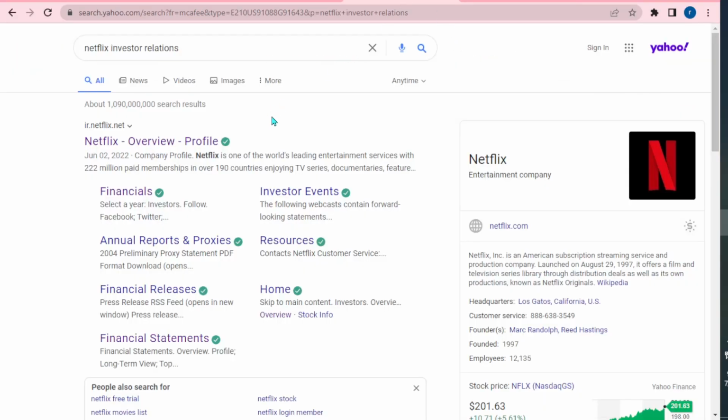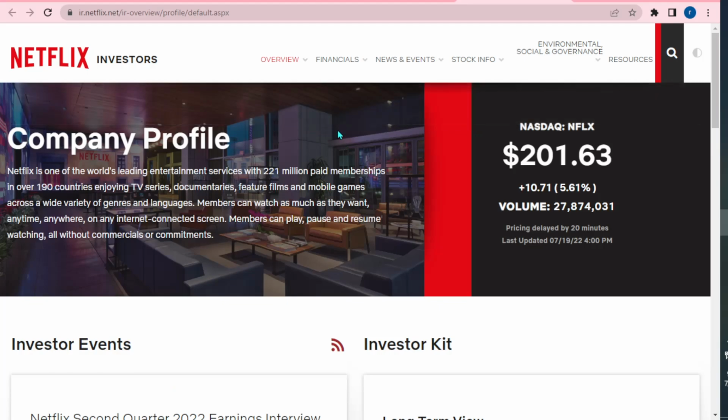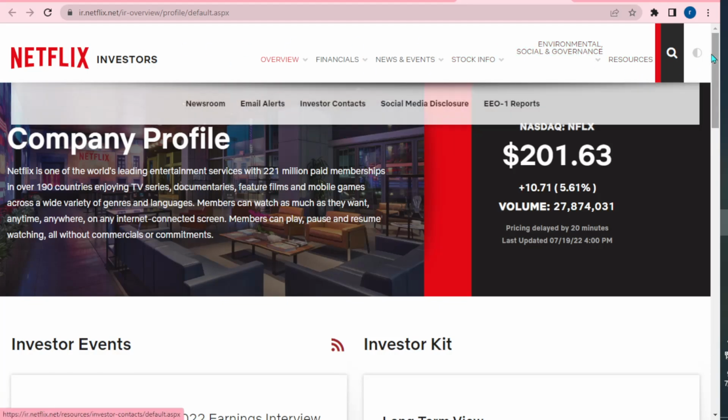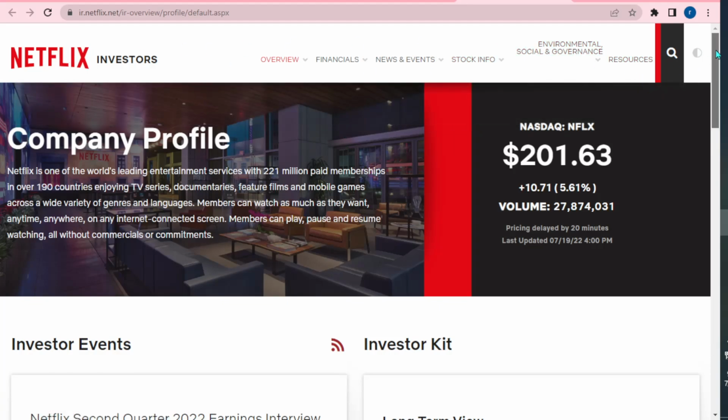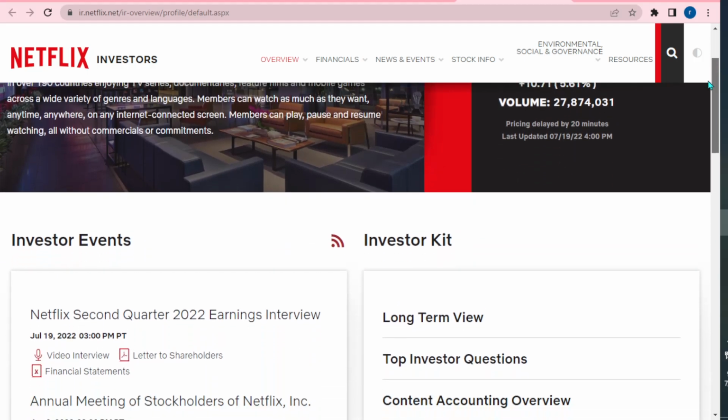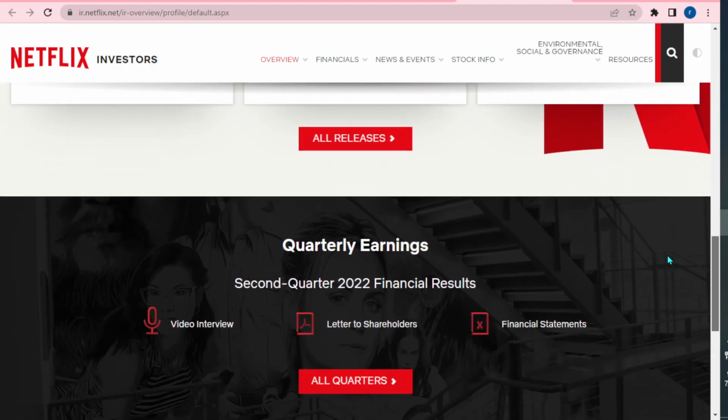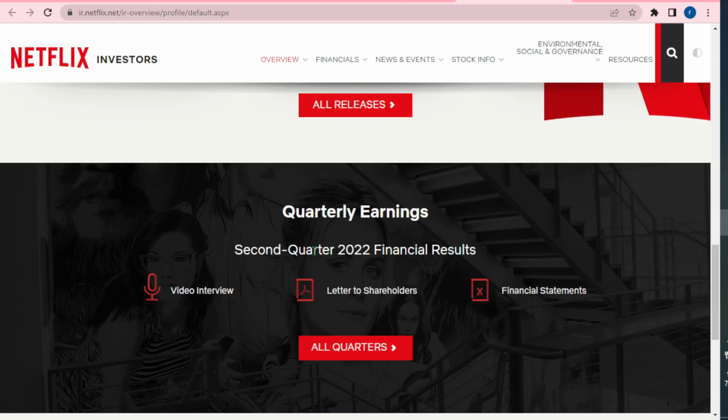I'm going to show you how to get to this page. So just in any browser, look up Netflix Investor Relations. Go ahead, click on the first page. Now, we basically go to this Netflix Investors Relation page, and we're just going to scroll down, and we see this nice little banner right here. It says second quarter 2022 financial results.